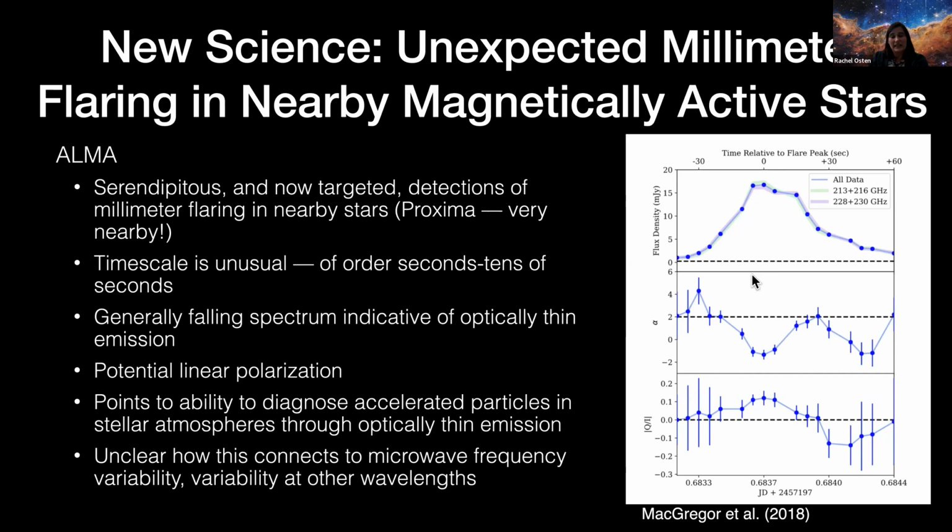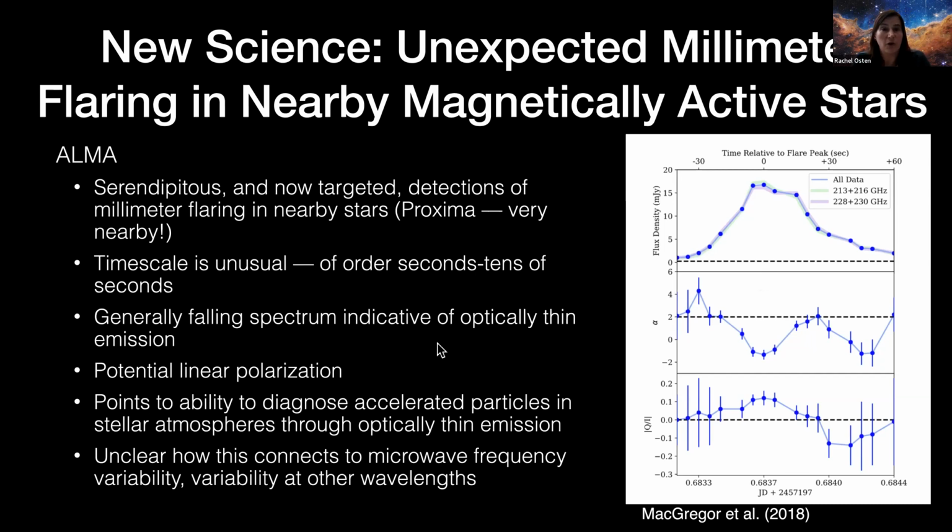The characteristics that were unusual: the wavelength was unusual to start with, but the time scale is unusual. These were very short duration, seconds to tens of seconds. In the millimeter band, there was a generally falling spectrum, which indicates optically thin emission, potentially linear polarization, which is very interesting because it points to the ability to diagnose accelerated particles in stellar atmospheres.